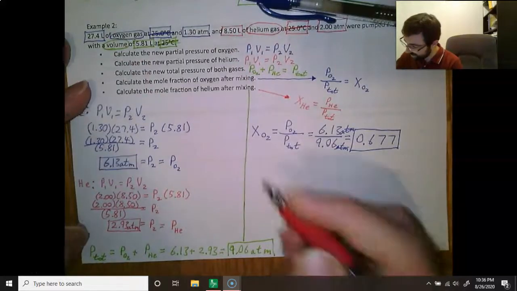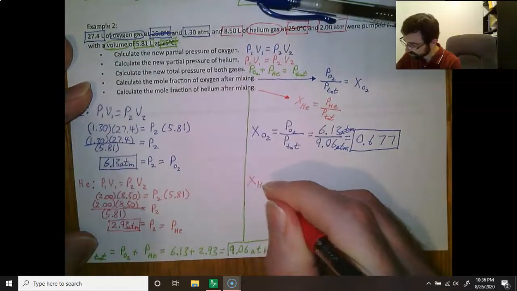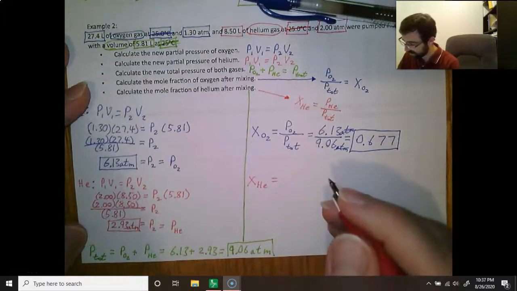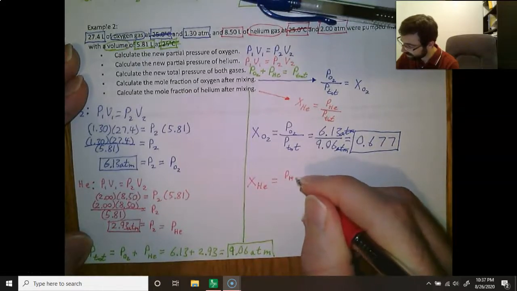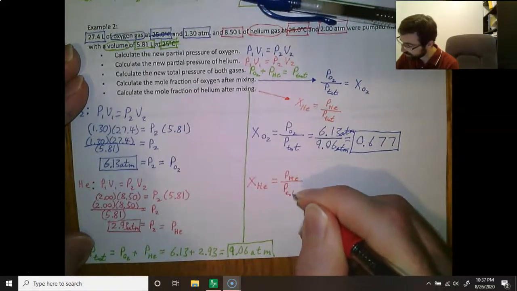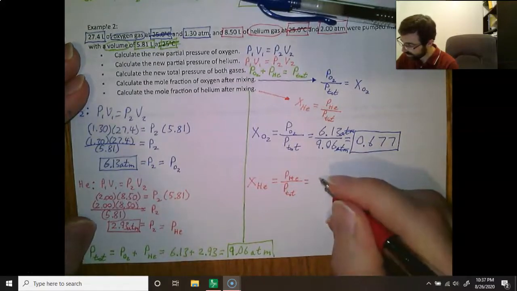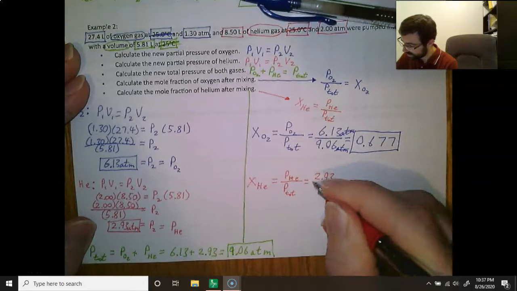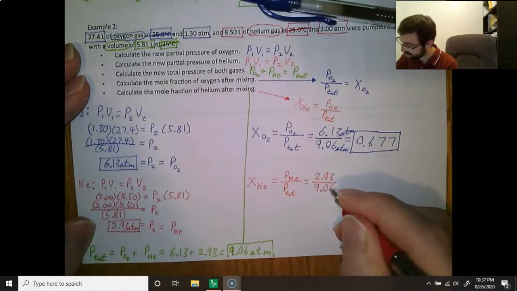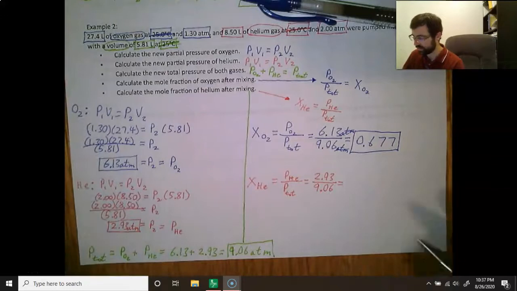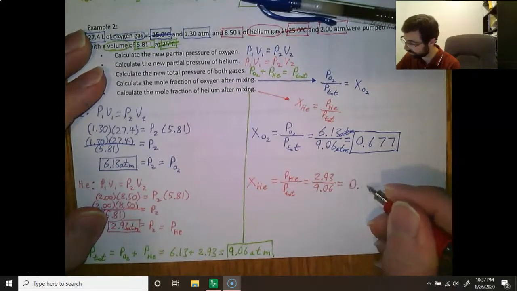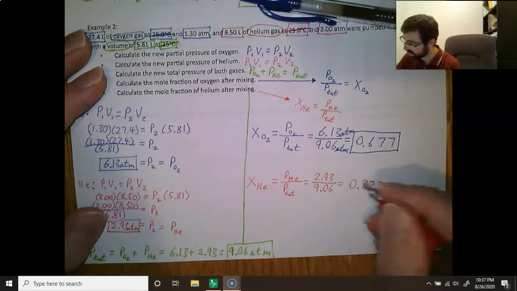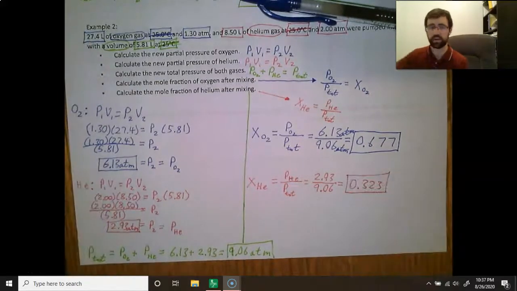Okay. So then we have XHe. XHe is the pressure of He over the total pressure. So we have 2.93 over 9.06. When you do that in a calculator, you're going to get 0.323. Again, our units actually cancel out. There's no unit to this number.